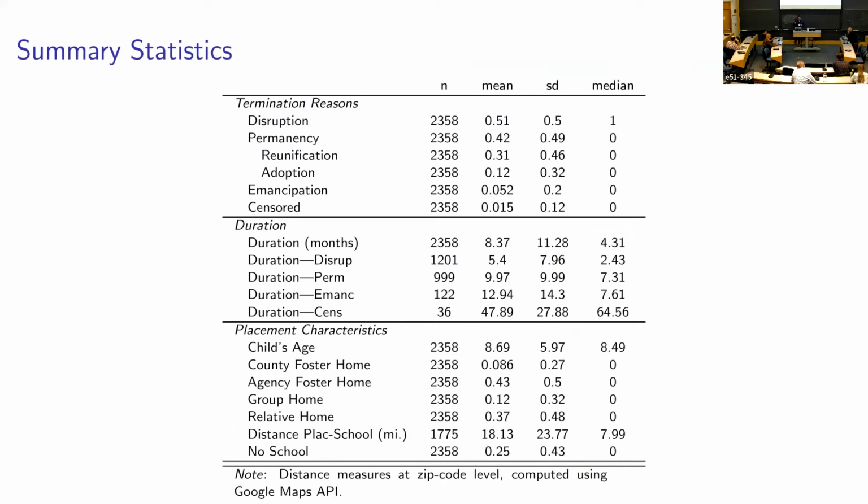So let me show you some summary statistics of the data. In terms of termination reasons, around half of the placements in the sample are disrupted. Of the other half, the majority end in the good outcome, that is, permanency.